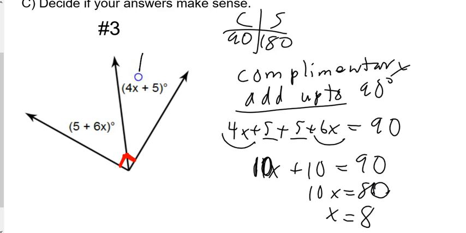So now I'm going to plop in 8 here and 8 here. Substitute. 8 times 4 is 32, plus 5 is 37. 6 times 8 is 48. 48 plus 5 is 53. Okay, well, do those two add up to 90? Yes, they do. Are they both acute? Yes, they are. Is the one on the left slightly bigger than the one on the right? Yes, it is. Makes sense.